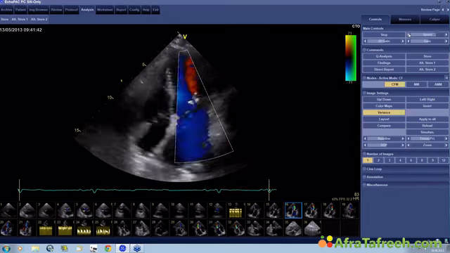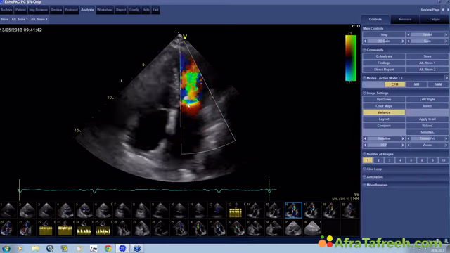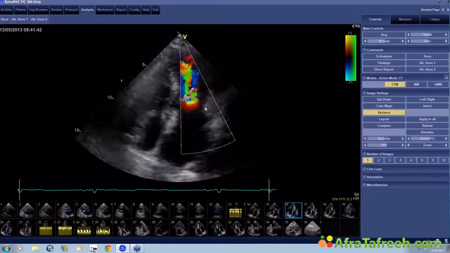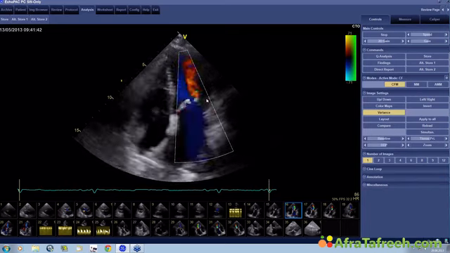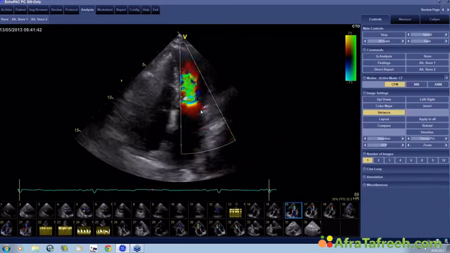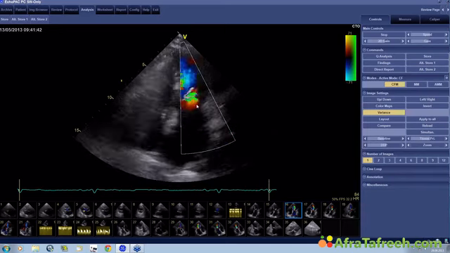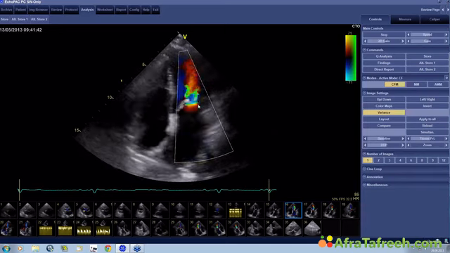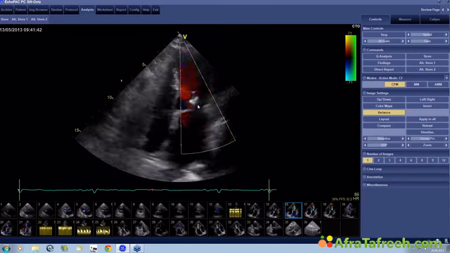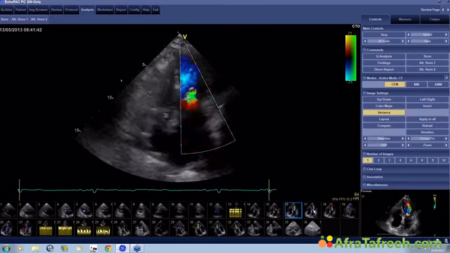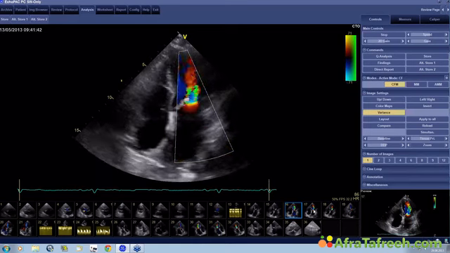I'll just turn this down a bit. Right here is this flow convergence zone, which just means that blood is really trying to pass through this orifice, and causes this flow convergence zone, right? Elevated flow here in this region. Good. So the diagnosis is clear.